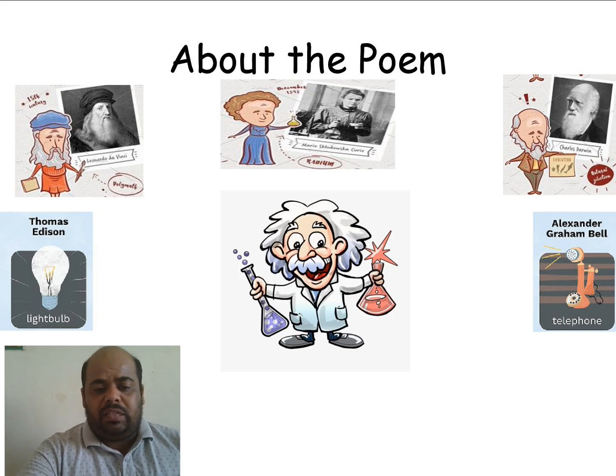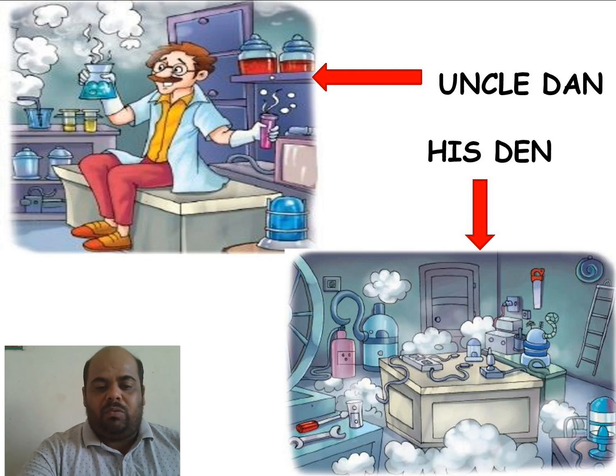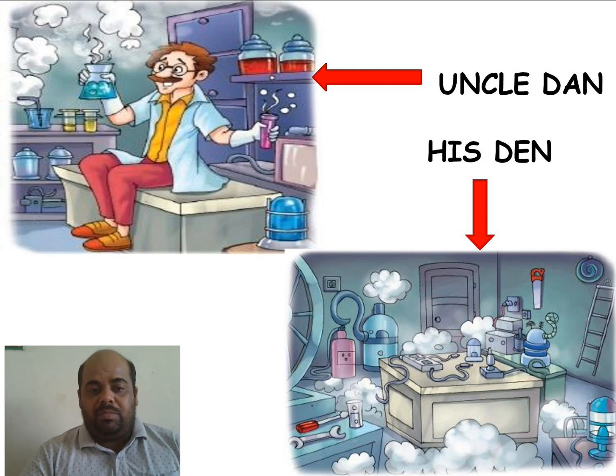We have seen the light bulb, the printing press, the telephone, the computer, the radium, everything which has been discovered by those fantastic scientists, and they are so useful in our lives. Because of that, we remember all those scientists. We read about them every day, and we come to know more and more about their lives. So that was about scientists who have done good work. But in this poem, we are talking about a scientist whose name is Uncle Dan.